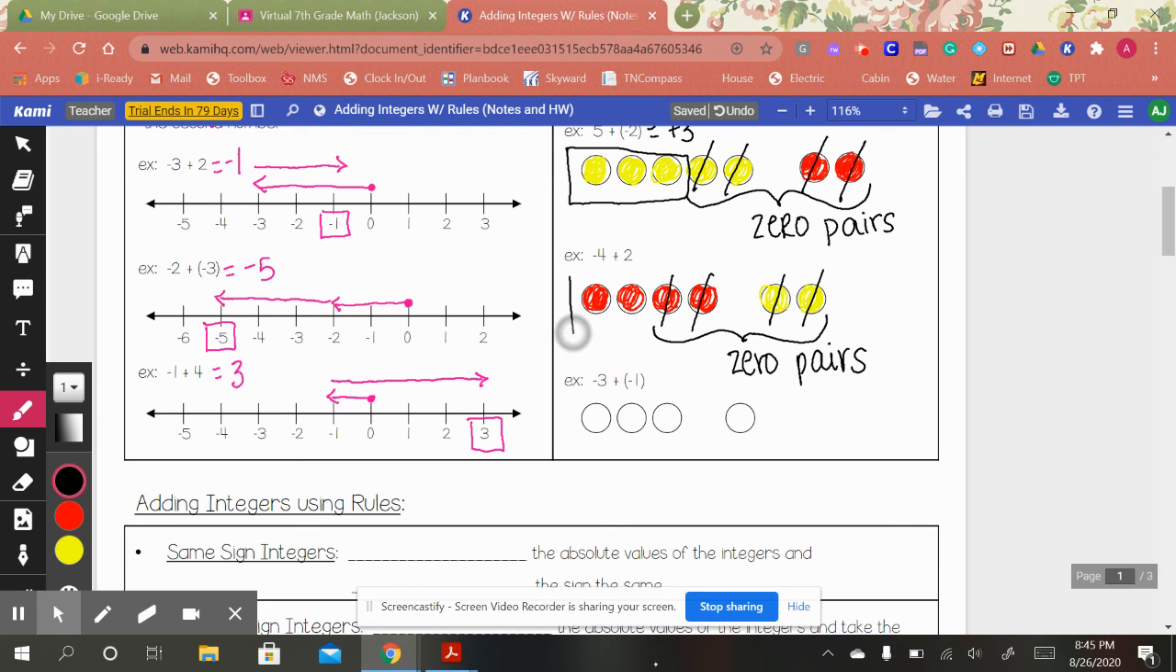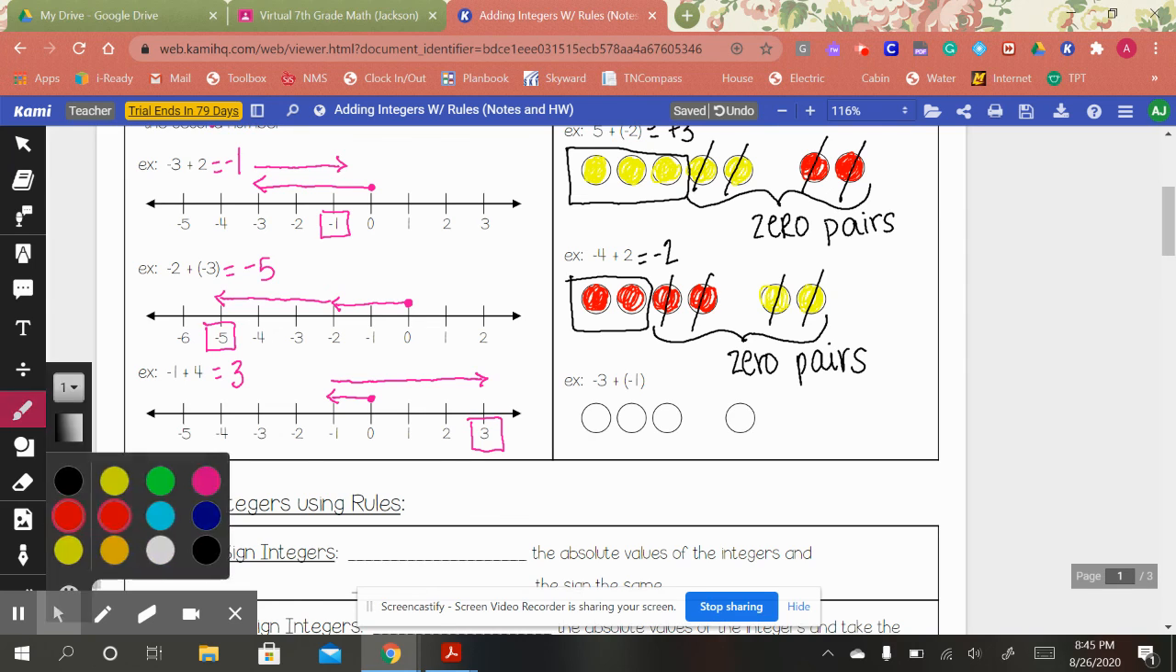And then I'm left with 2 red counters. So that lets me know my answer is -2. All right, in the last example, we are going to color 3 of them red because I have -3.